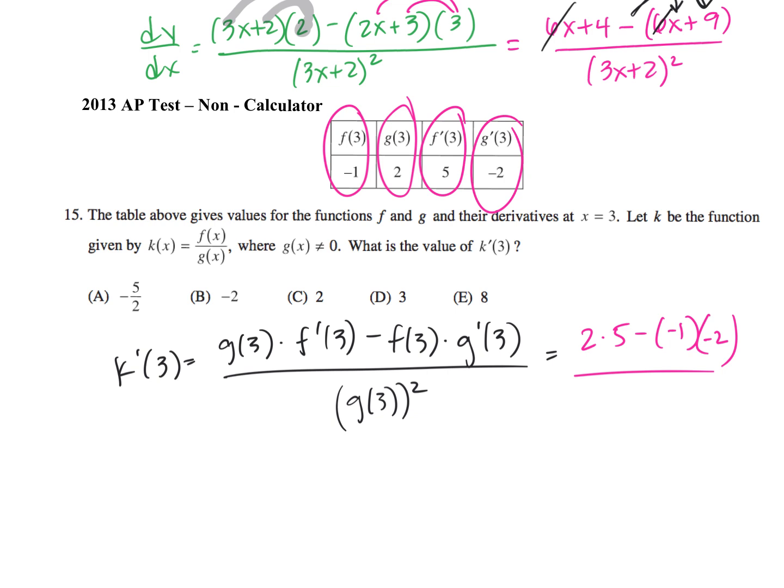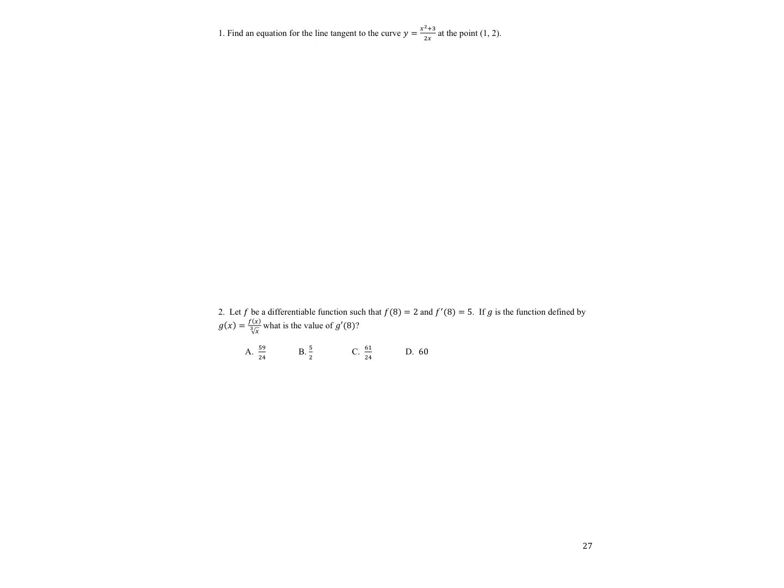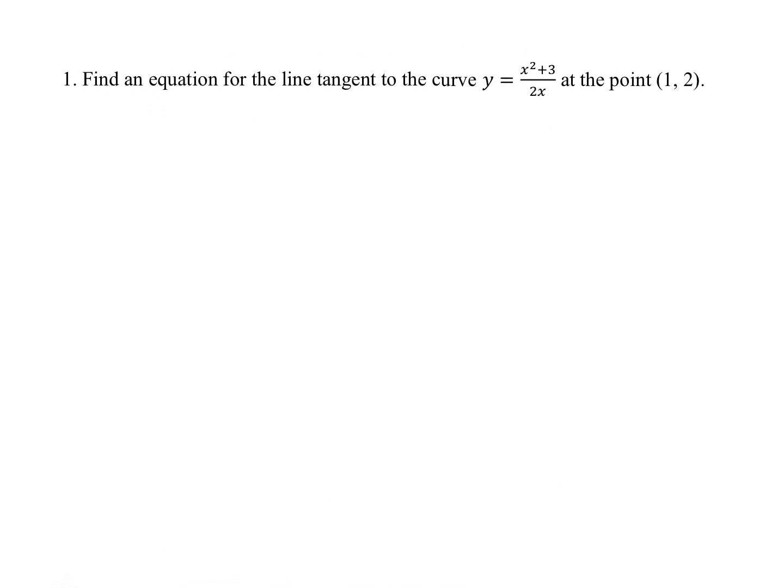G of 3 squared. We're getting 10 and then minus 2 over 4. Is that 8 over 4? Yep, 2. All right, people. Boom. Find the equation of the tangent line.